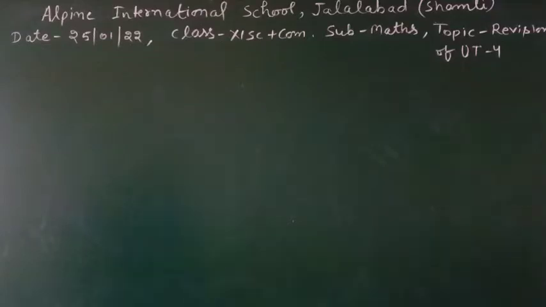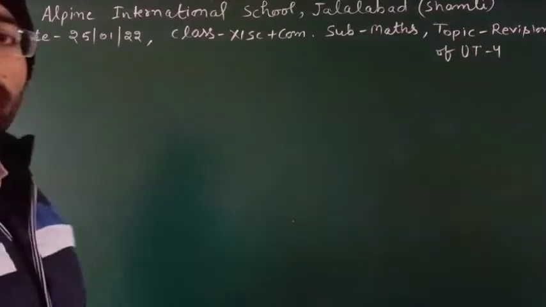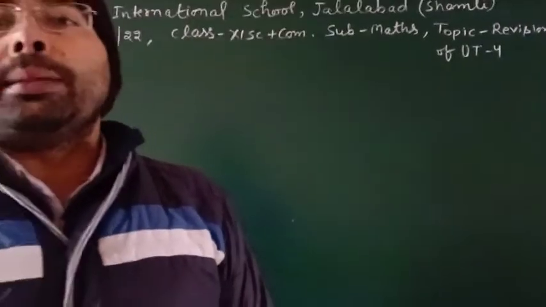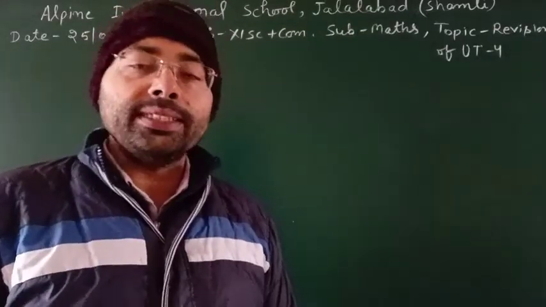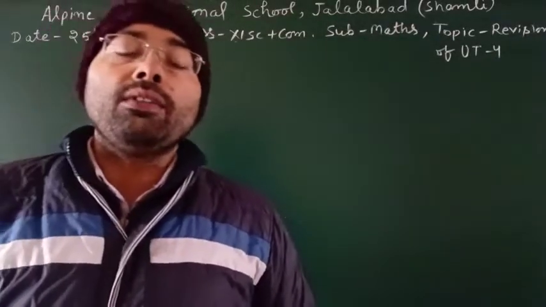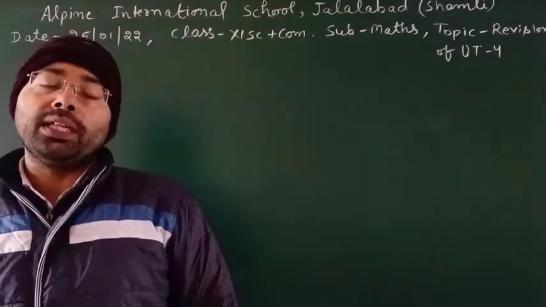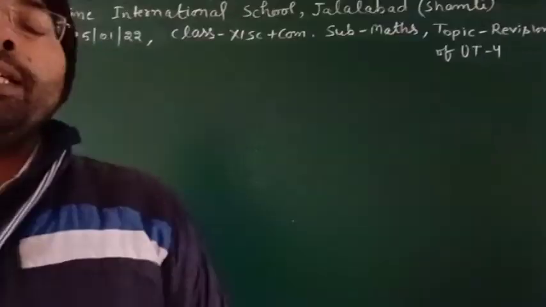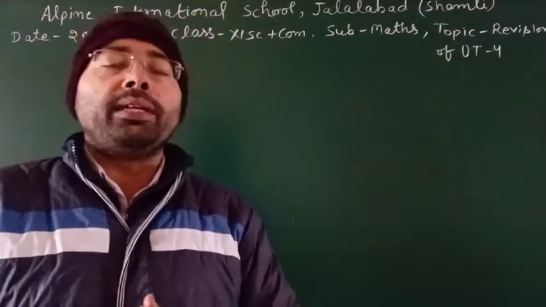Now today we will discuss the revision of the UT4 in which we have two chapters. First is permutation and combination and second is conic section. So we have only these two chapters and today we will revise these two chapters. So first is permutation and combination.